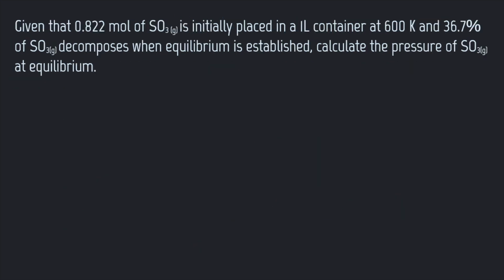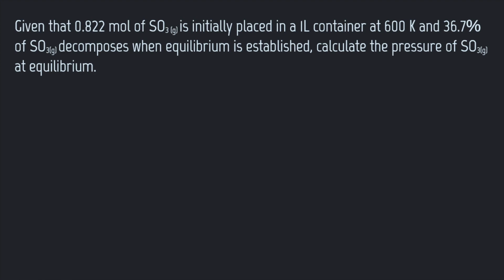Alright, we are now at the final question for this week's video. Given that 0.822 mole of SO3 is initially placed in a 1 liter container at 600 Kelvin and 36.7% of the SO3 decomposes when equilibrium is established, calculate the pressure of SO3 at equilibrium.